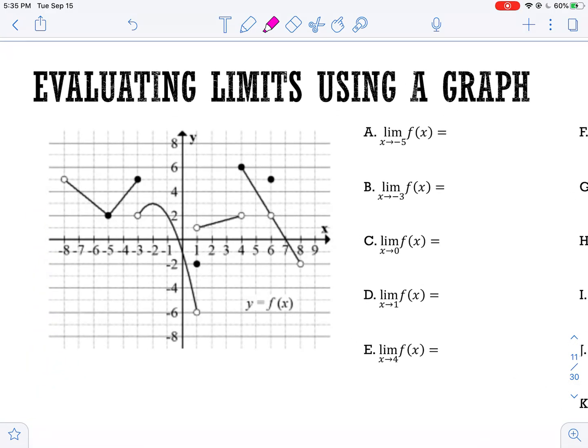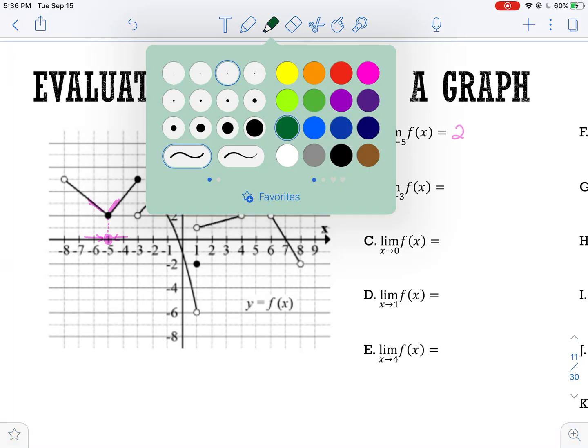What's going to be the limit of my graph as x is getting closer and closer to -5? Well, here's -5 on my x-axis. As I'm getting closer and closer to -5 on the graph, what's the height of my graph getting closer and closer to? Well, the height of my graph from both sides is getting closer and closer to a height of 2. So that would be the limit.